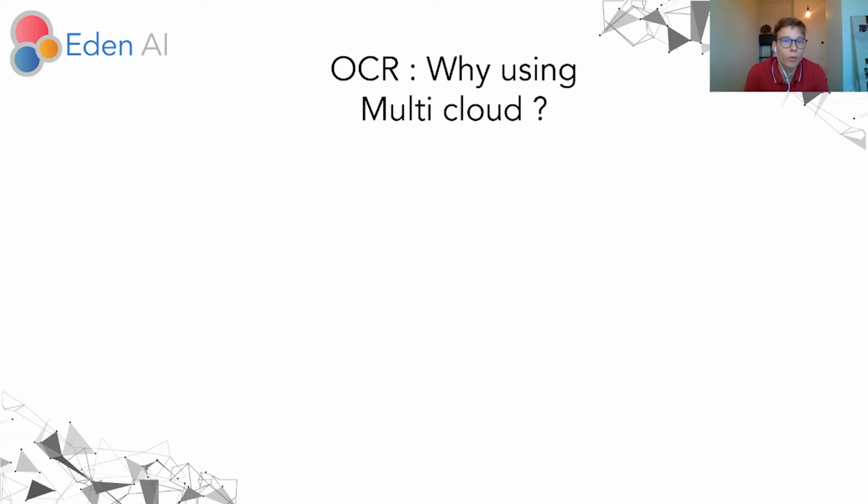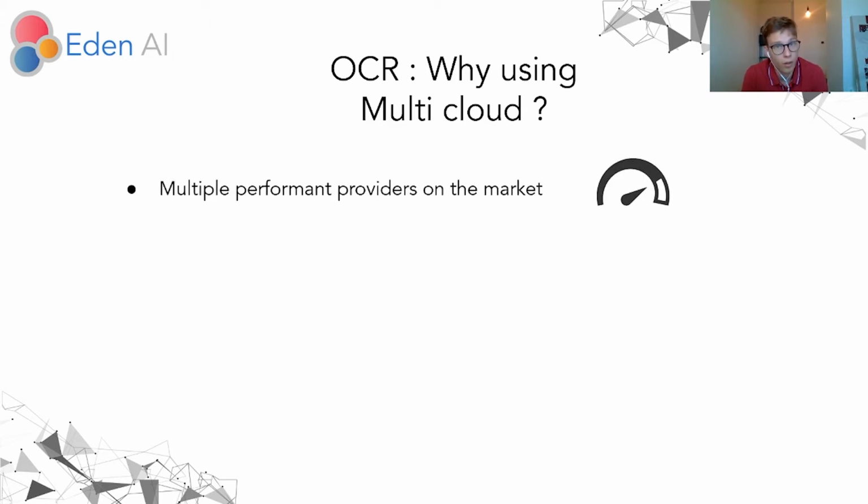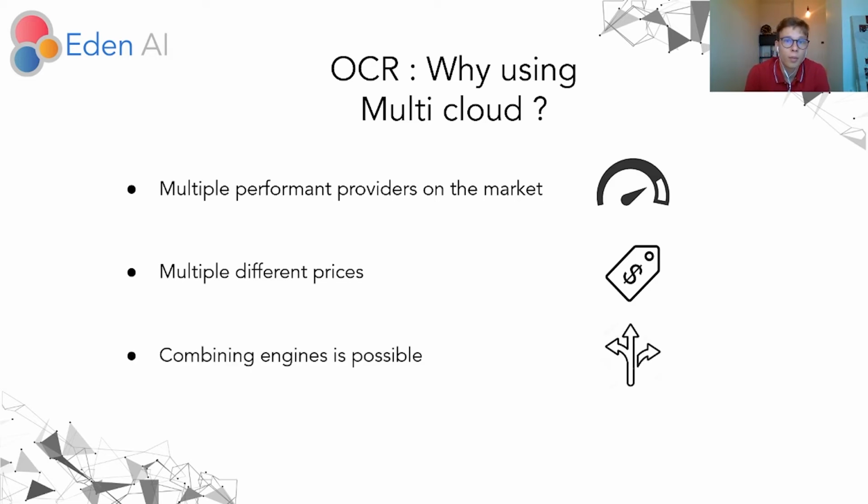So if you want to use the OCR engine, you need to use the multi-cloud approach, because first there are many performance providers on the market, so you will need to find the best according to your data. You will also need to find the cheapest, because prices can be very different between the providers. And finally, sometimes it can be very interesting to combine different engines to have all the capabilities of the different engines.